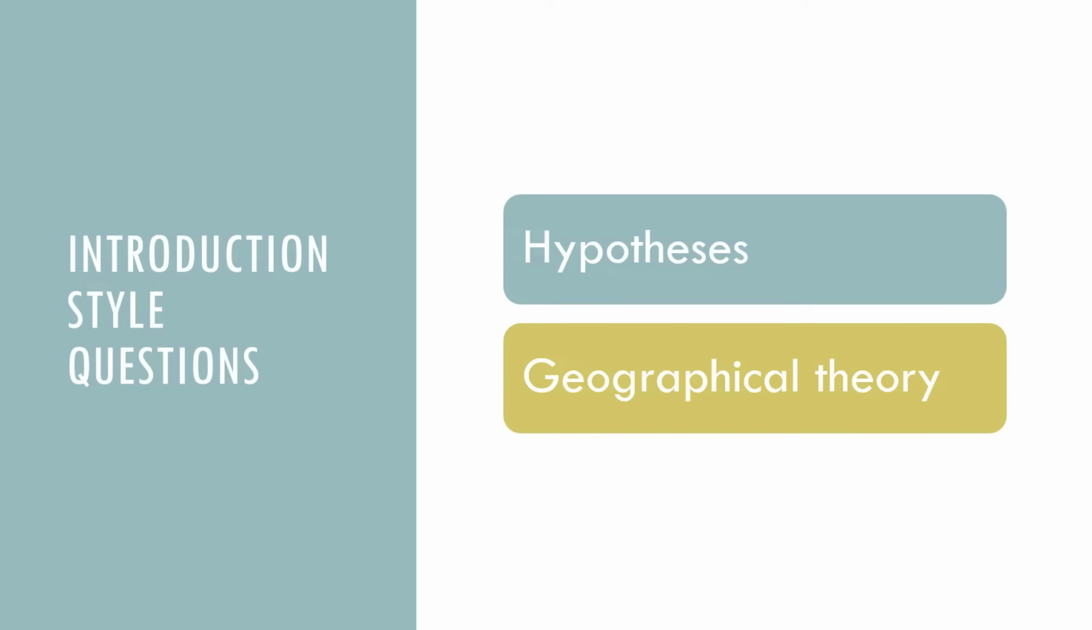So, introduction style questions. You should know that for an alternative coursework paper, it's still structured as if a student was writing a piece of coursework. So you would have about 12 marks stretching across 2 questions that ask you about how to write a hypothesis or relate to some geographical theory.